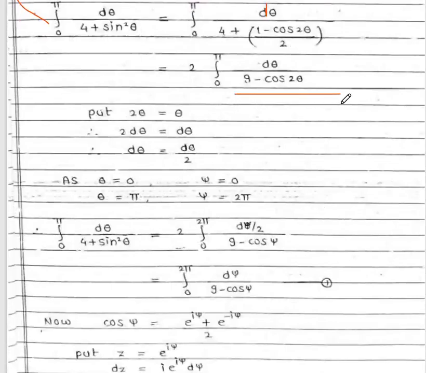Now we will put 2θ equal to ψ, or we can say φ. Differentiate with respect to θ, so 2 dθ equals dψ. So dθ equals dψ by 2 we can write. Okay, so here the limits will change. If θ is 0, then ψ will be 0. If θ equals π, ψ will be 2π.